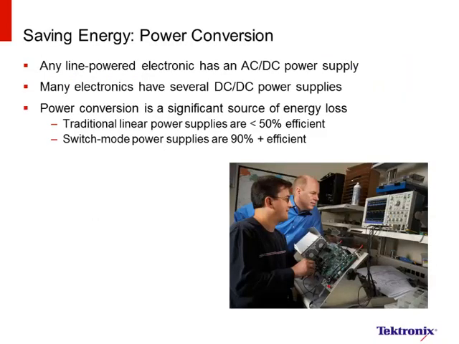As we just discussed, traditionally the greatest energy loss in electronics has occurred during power conversion. Any line-powered electronic device has an AC to DC power supply which converts electrical power from the AC utility to direct current DC power. Furthermore, many electronics, both line-powered and battery-operated, have DC to DC converters which convert from one DC voltage to another to accommodate the different supply voltages required. Each power conversion stage introduces losses and inefficiencies.